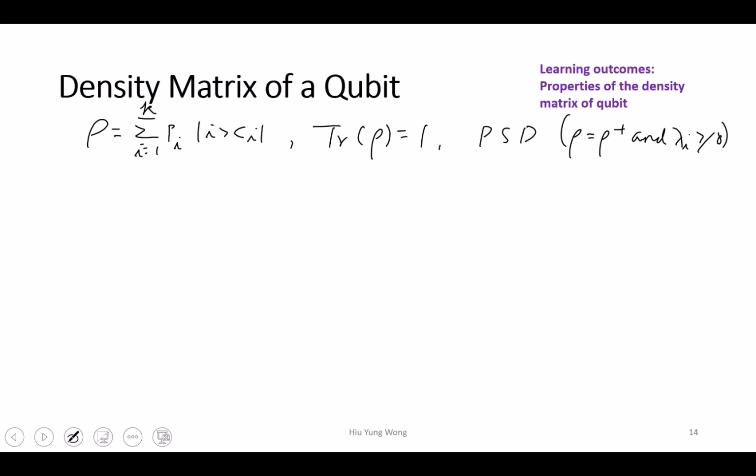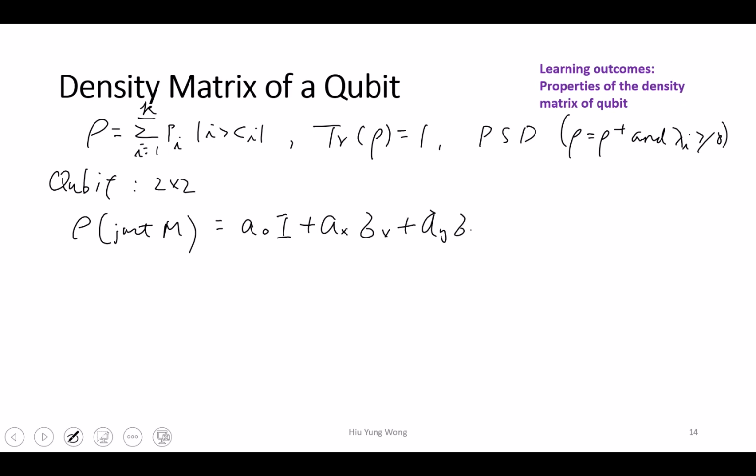So now all we have learned will become useful. What is the size of the matrix if it is a qubit? 2 by 2, thank you. 2 by 2, because you only have 2 basis states, right? So rho is just like the M we discussed earlier, the general M. It can be decomposed into A0 I plus Ax sigma X plus Ay sigma Y plus Az sigma Z.